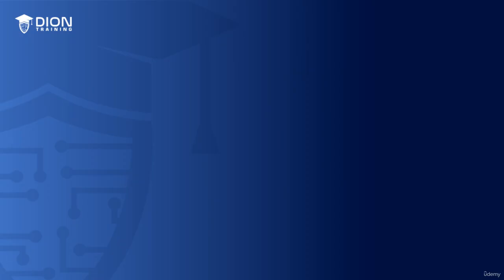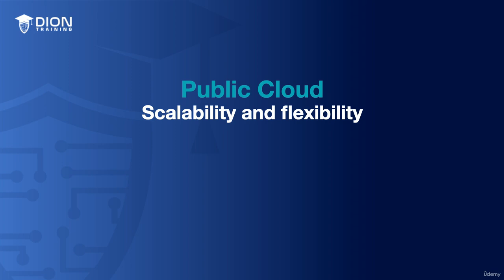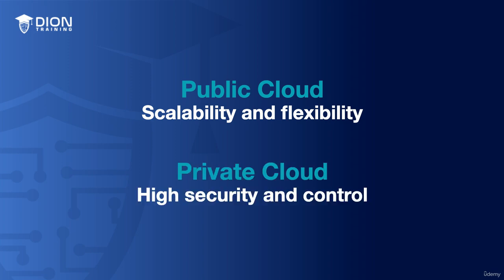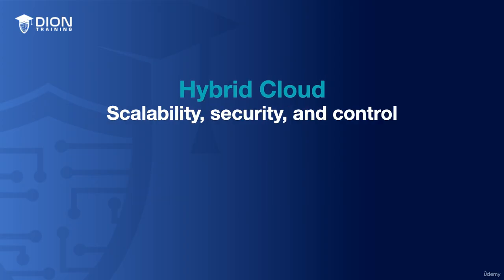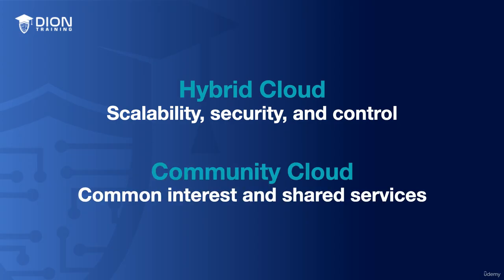When selecting a deployment model, organizations should consider their specific needs such as scalability, security, and cost. Public clouds are best suited for organizations that need scalability and flexibility. Private clouds are best for organizations that require high security and control. Hybrid clouds are best for organizations that need a balance of scalability, security, and control. And community clouds are best for organizations that have a common interest in shared services.